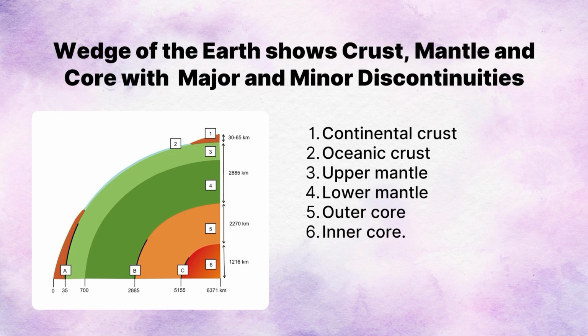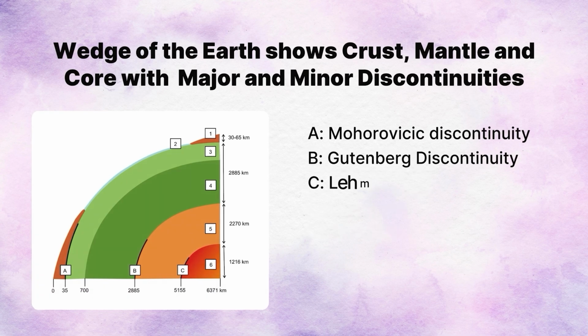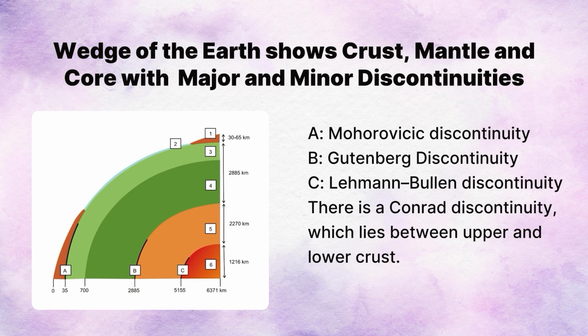These layers are separated by discontinuities. The Mohorovičić discontinuity lies between the crust and mantle. The second important discontinuity is the Gutenberg discontinuity, which lies between the mantle and the core. The third one is the Lehmann-Bullen discontinuity, which separates outer core from the inner core. And there is the Conrad discontinuity which lies between upper and lower crust. So these are the important discontinuities. We will discuss each discontinuity separately.